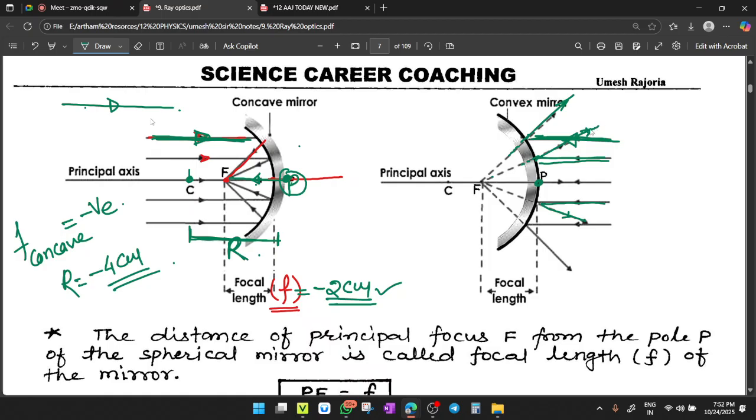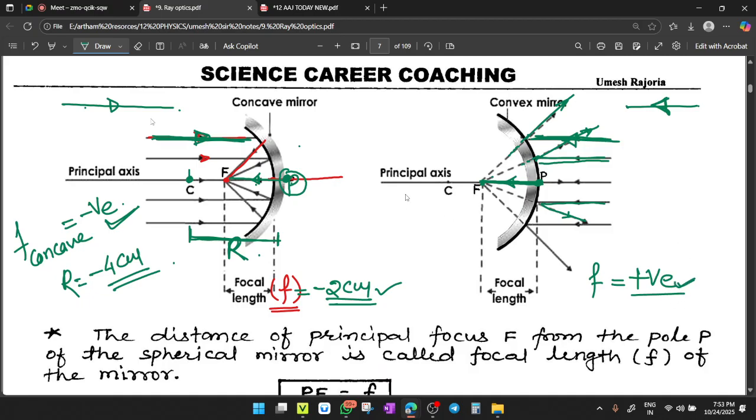Why? Because check here. This is point P and this is point F. This is the direction of the incident ray, from right to left. And from pole to focus, you have to travel in the direction of the ray of light. So it is positive. Remember, for a concave mirror, focal length will be negative, and for a convex mirror, focal length will be positive.